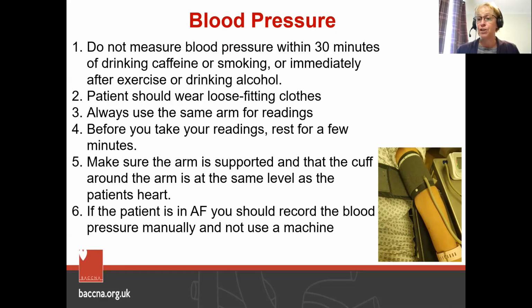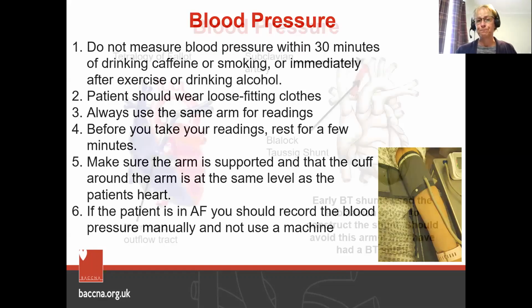And remember, if the patient is in atrial fibrillation, you should not use an automated machine to record the blood pressure. It won't give you an accurate result in this setting, and instead a manual blood pressure recording should be taken using a handheld machine and a stethoscope.